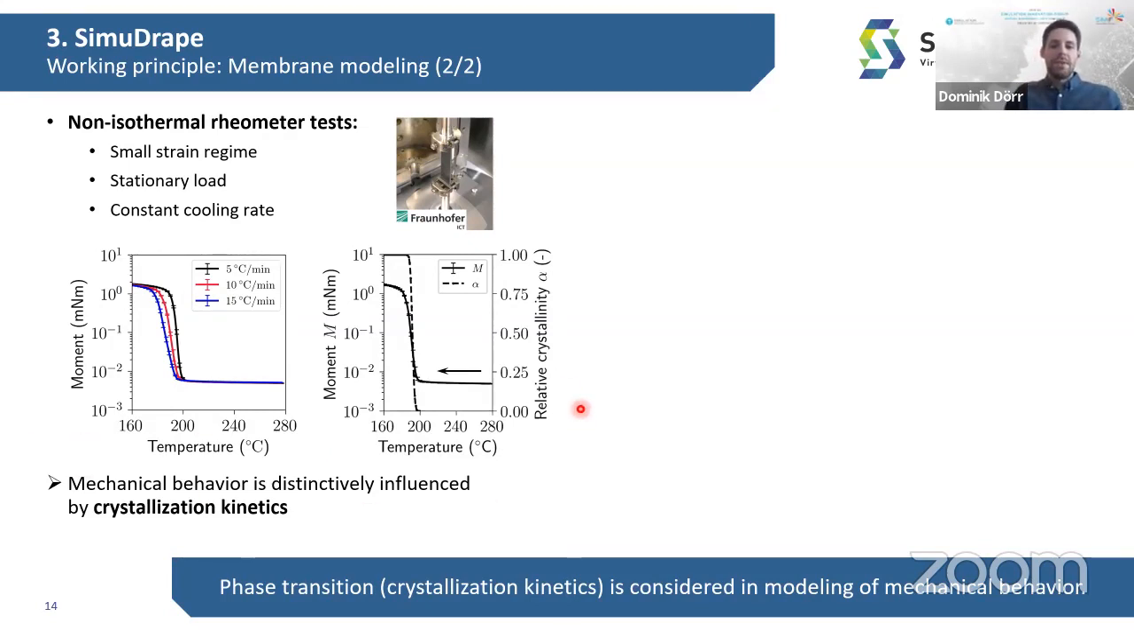And this can be described by the so-called relative crystallinity. The relative crystallinity alpha is 0 if we have the material in the fully molded material state, and it's 1 if the material has solidified. And the curve you can see here is determined from a DSC measurement, and we can see nicely that there's a very good agreement between the relative crystallinity and this steep increase for the torsional moment we measured in the rheometry test. So this means, because the steep increase here is a function of the cooling rate, that our mechanical behavior is not only a function of the temperature itself, it's also a function of the crystallization kinetics.